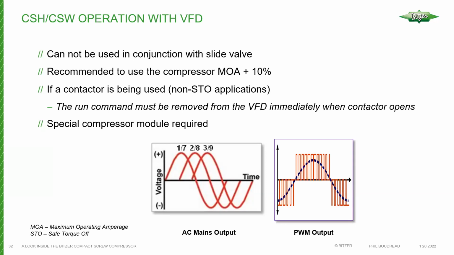So, if you're using a contactor because it's a non-STO application, then you want to remove the run command. And an STO application just means safe torque off. Some drives actually have that ability to guarantee that the drive will take the compressor offline in the event of a safety. So a high pressure control opens, or some critical safety like that, it needs to be absolutely guaranteed that the compressor is taken offline. So only a drive with that STO can do that, would be accepted to do that.